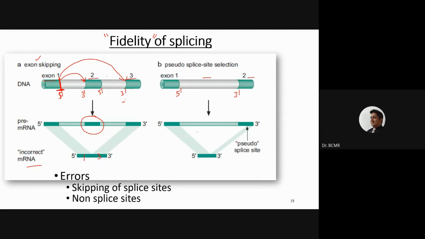In that case, the exon here might splice with this one, which should actually happen here. This is the correct one, and this is the wrong one, but it may happen. There is always a possibility, and those sites which resemble the 3' splice site are called pseudo splice sites. So there are two types of errors: exon skipping and pseudo splice site selection.